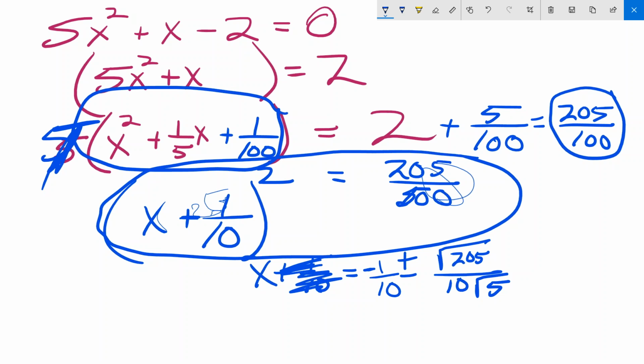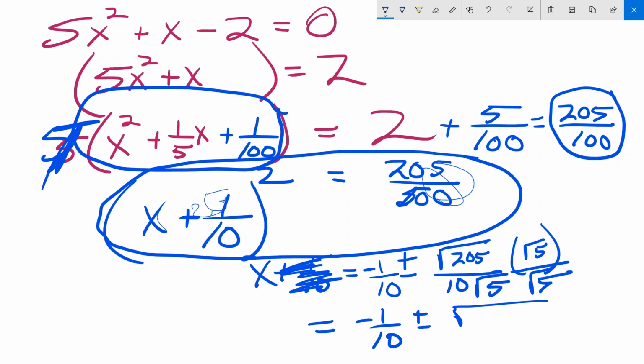Wouldn't you just multiply top and bottom by root 5? Yep. So now we got minus 1 over 10 plus or minus root 1025 all over 50, right? Yeah. Wait, no, wouldn't it just be 10? Because just the root 5s cancel out? They don't cancel out. Root 5 times root 5 equals 5. And then I got to multiply it by 5 times 10 is 50.